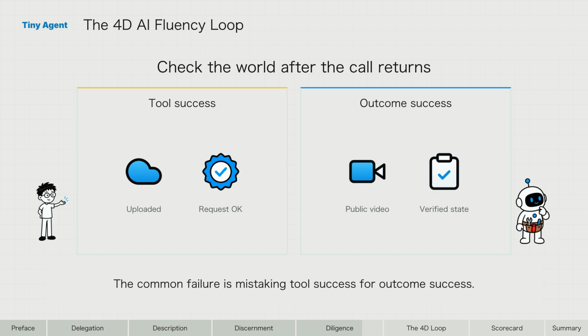The common failure is mistaking tool success for outcome success. An upload request can return successfully while the video is private, missing its thumbnail, or outside the intended playlist. Diligence verifies the real-world state after the action.